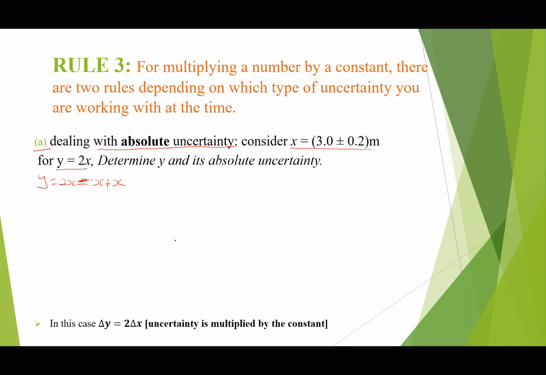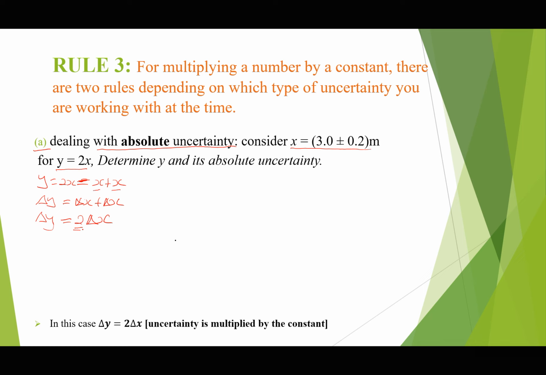What does that mean? I've already gone back to rule number 1, because it's like I'm now adding x plus x. And rule number 1 was telling me that when you add quantities, it is as good as adding their absolute uncertainties. Therefore, the absolute uncertainty in y is going to be the absolute uncertainty in x plus the absolute uncertainty in x. To be precise, the absolute uncertainty in y is going to be twice the absolute uncertainty in x. Remember, it was 2x, and now we have 2 times delta x, in other words, twice the absolute uncertainty.